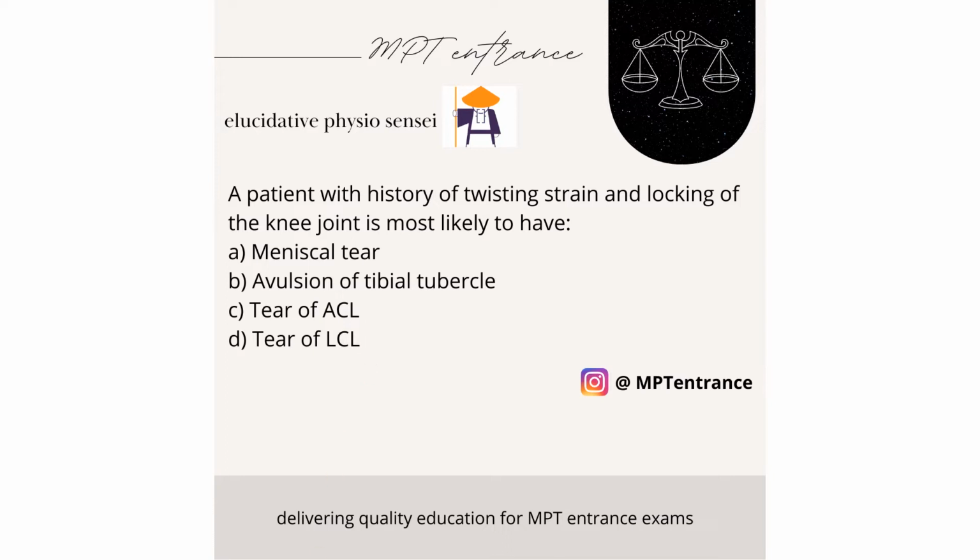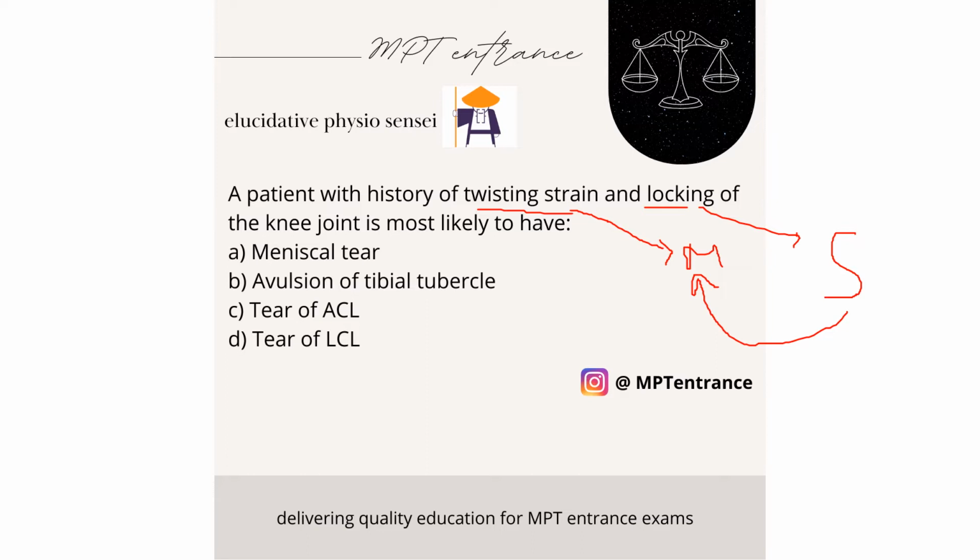In this question, we have two important contents. First is a twisting strain and second is a locking. Coming firstly to the twisting strain, it is a mechanism of injury, and the locking is a complaint or a symptom which occurs due to this mechanism of injury. So the examiner is going to test your anatomical knowledge and its application to an orthopedic or sports condition.